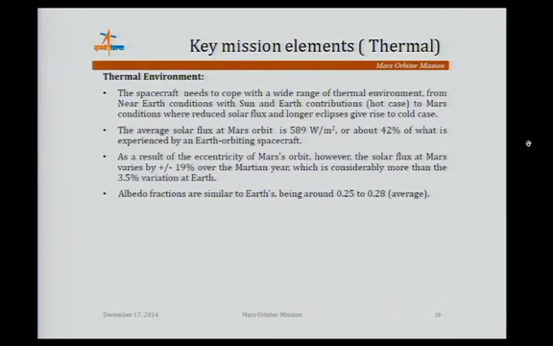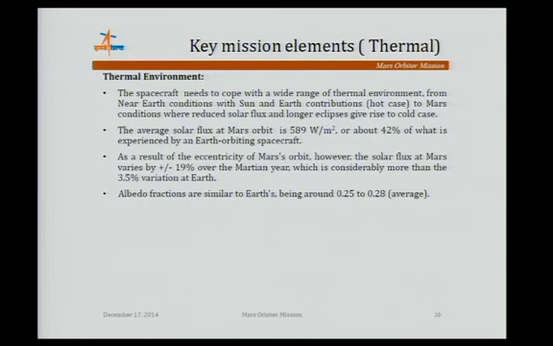Thermal. Basically, the spacecraft needs to cope with a wide range of thermal environments, from near-Earth conditions with Sun and Earth contribution, the hot case, and Mars conditions where reduced solar flux and longer eclipse give rise to the cold case. That way, in both hot and cold cases it will go through a harsh environment. The average solar flux at Mars orbit is around 589 watts per meter square, or about 42% of what we experience in normal Earth orbit.